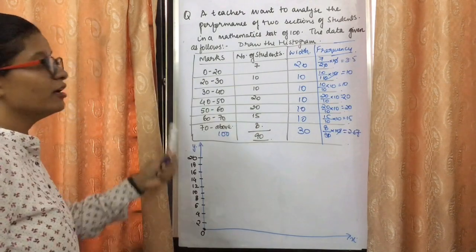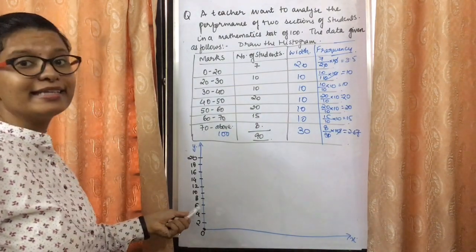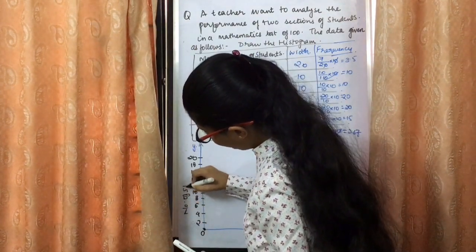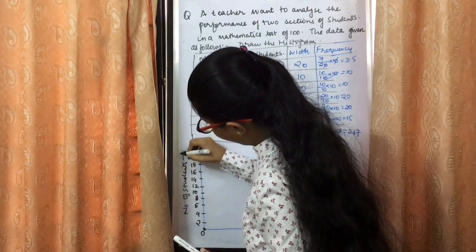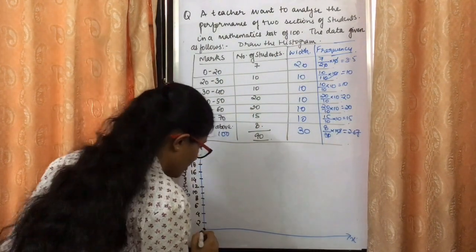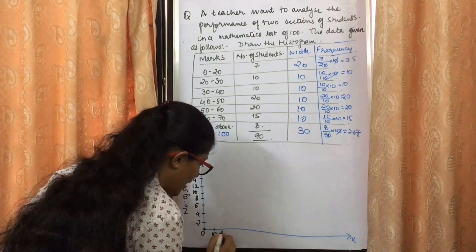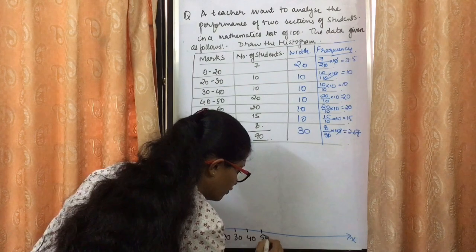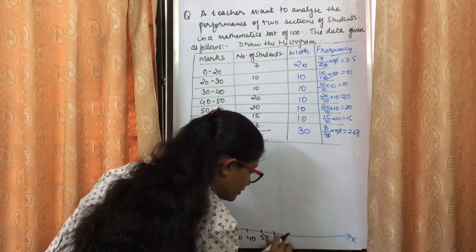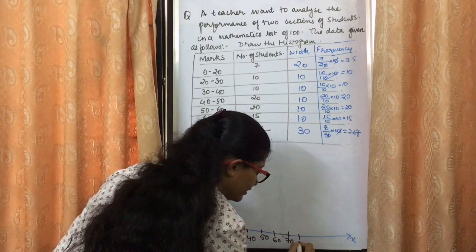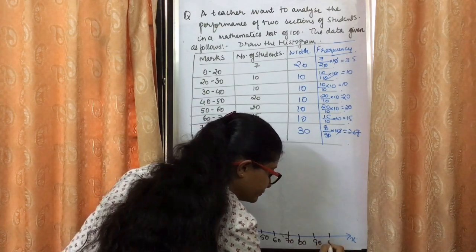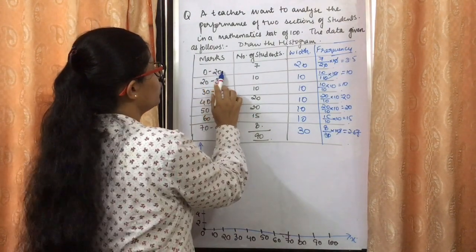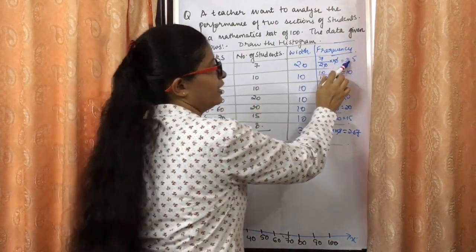So these are the frequencies which I have, or anyway I can say the number of students which I have. So this is nothing but number of students which we have, and the marks are 0, 20, 30, 40, 50, 60, 70, 80, 90 and 100. Maximum marks is 100. So what I need to plot is 0 to 20 के बीच में कितनी frequency?